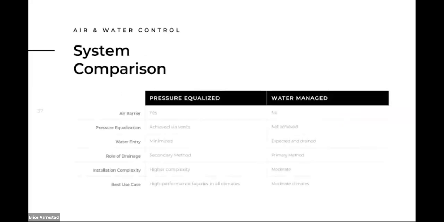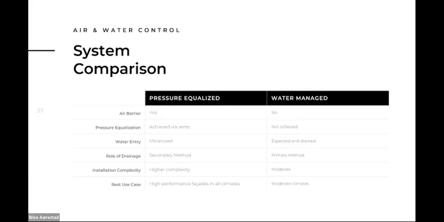So just a quick chart comparing these things, just to reiterate, pressure equalized systems have an air barrier, water managed systems do not. Pressure equalization is achieved via vents in pressure equalized systems, and it's not achieved in water managed systems. Water entry is minimized. In a water managed system, it's expected and it's drained. And the role of drainage in a pressure equalized system is secondary. In the water managed system, it's primary.